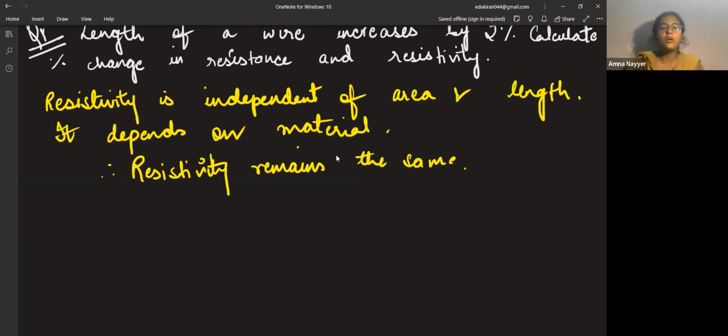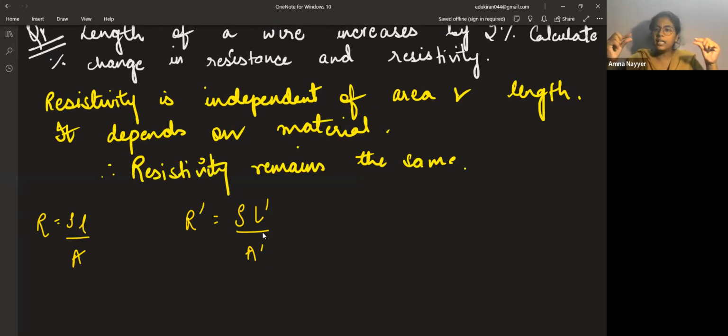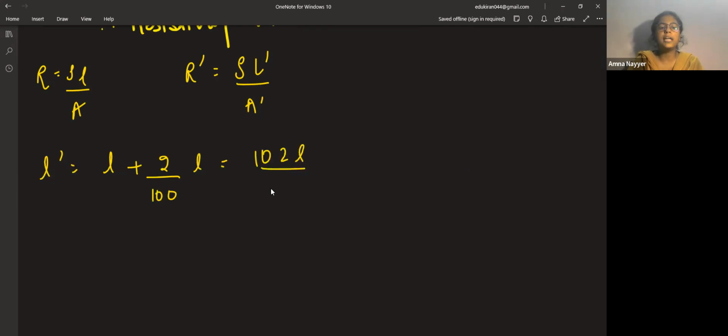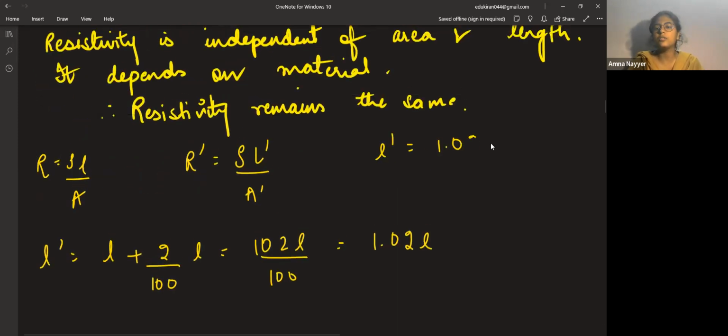But resistance will be different. In our formula, we know resistance is equal to rho L by A. So there will be a new resistance, which will have rho L dash by A dash. L dash, why? Because if you increase the length, area will decrease. If I'm stretching something, area will decrease. If it was thick, it will become narrower. So length and area will be new. But since, as I have discussed, resistivity will be the same, rho is there already in our formula. Now, what is the length? How much is the length increasing? Length is increasing by 2%. So the new length will be L plus 2 by 100 L. That becomes 102 L by 100, which is 1.02 L. So your length L dash is 1.02 L.